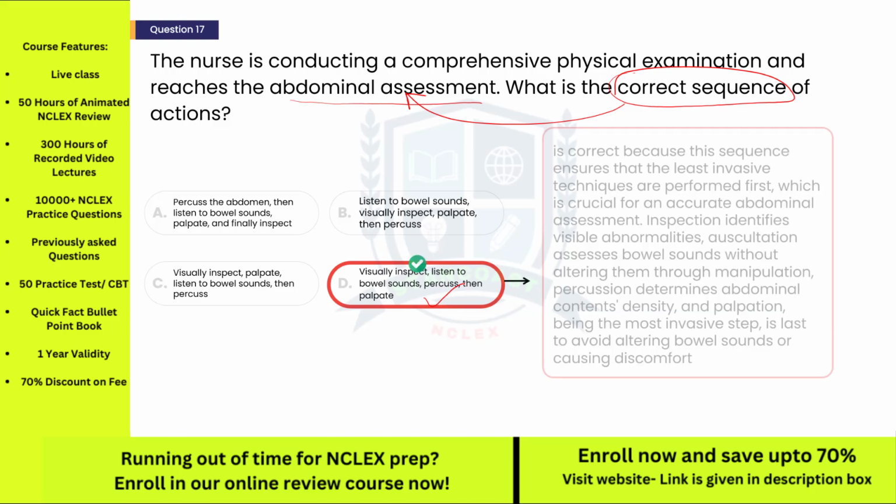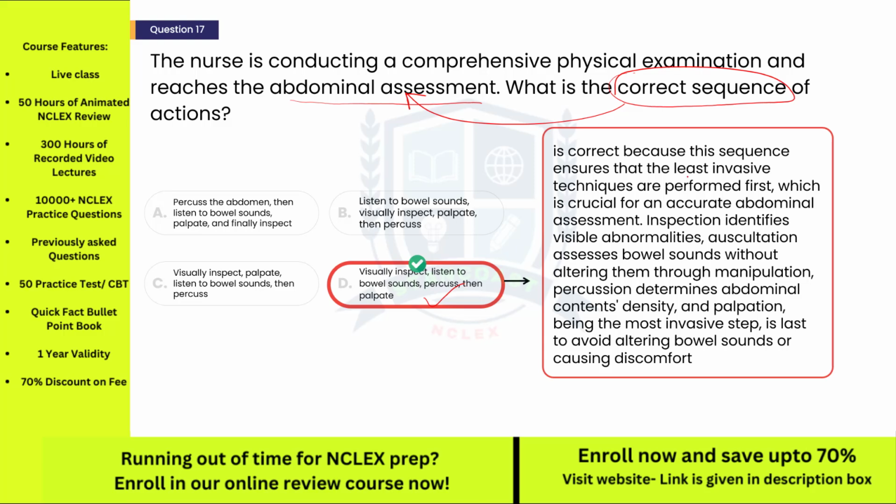D is correct because this sequence ensures that the least invasive techniques are performed first, which is crucial for an accurate abdominal assessment. Inspection identifies visible abnormalities. Auscultation assesses bowel sounds without altering them through manipulation. Percussion determines abdominal contents density. And palpation, being the most invasive step, is last to avoid altering bowel sounds or causing discomfort.